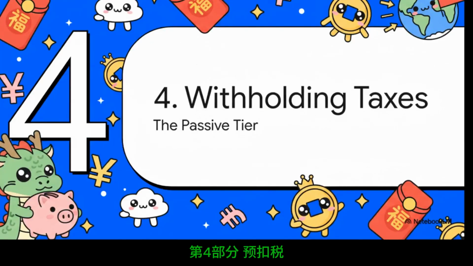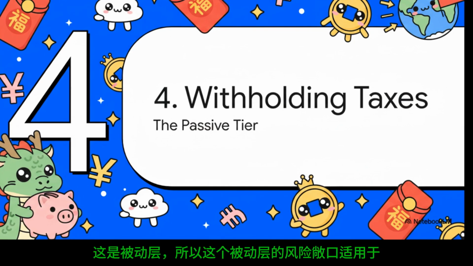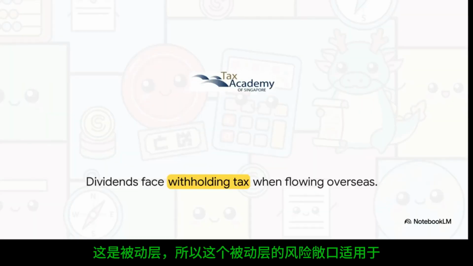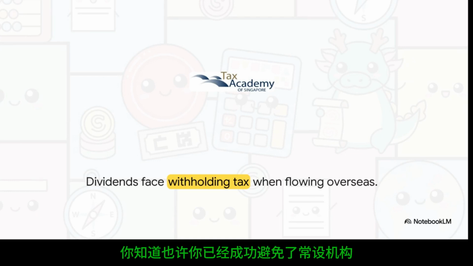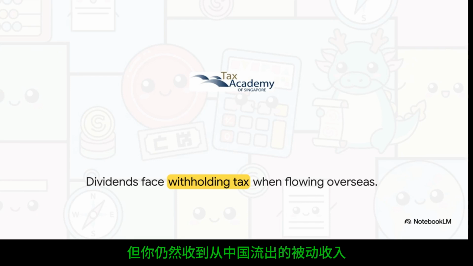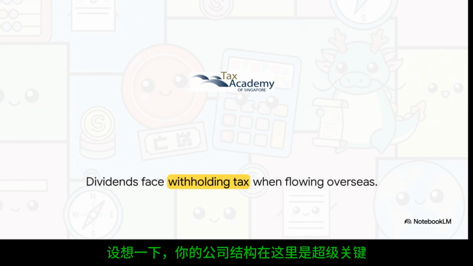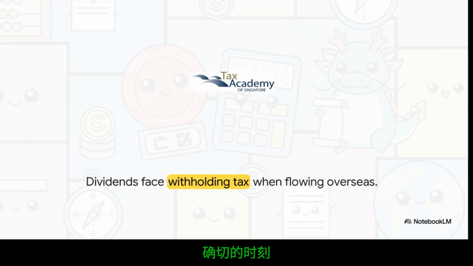Part 4. Navigating withholding taxes. This is the passive tier. So this passive tier of exposure applies when, maybe you've successfully avoided a PE, but you're still receiving passive income flowing out of China. Visualizing your corporate structure is super key here. The exact moment those dividends leave your Chinese foreign investment enterprise and flow upwards to your overseas holding company, a withholding tax is applied right at the border. And this same rule applies whether we're talking about dividends, interest, royalties, or capital gains.